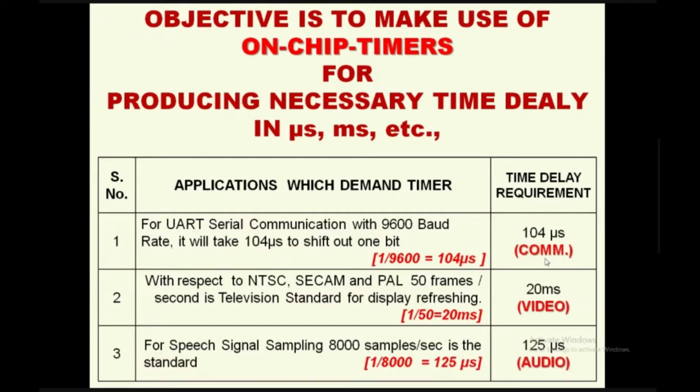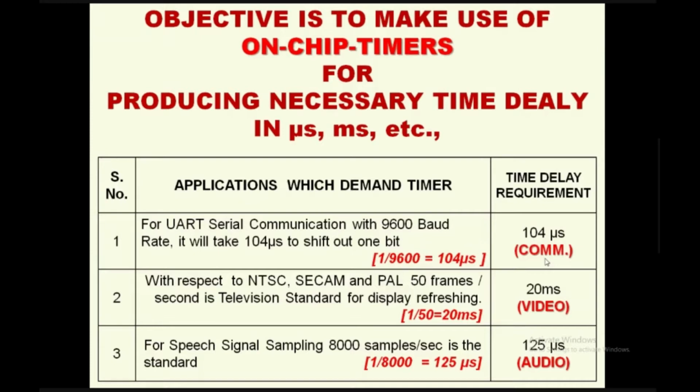And the third beautiful example that we are coming across here is for speech signal processing, or for speech signal sampling. The microphone needs to take one sample once in 125 microseconds. So every 125 microseconds, you have to take one sample. So at the end of 1 second, you will get 8000 samples to notify the ADC. So definitely there is a need for a timer.